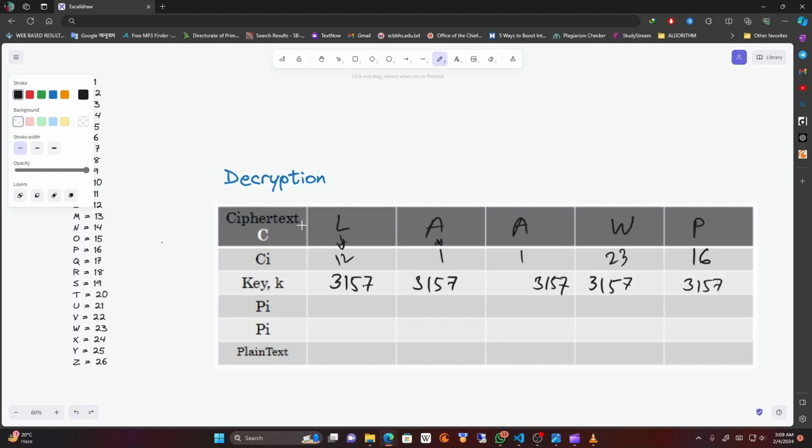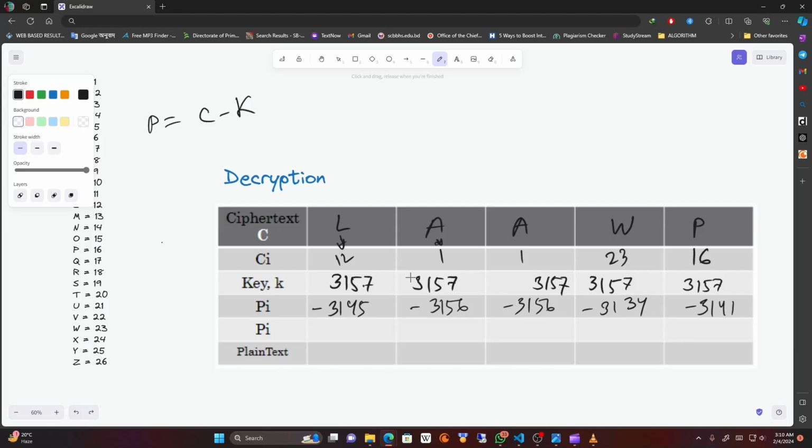Now let's get the plain text value. Previously we saw an equation where P equals C minus K. So 12 minus 3157 will be negative 3145. Similarly, this will be negative 3156. Again negative 3156. This will be negative 3134, and this will be negative 3141.